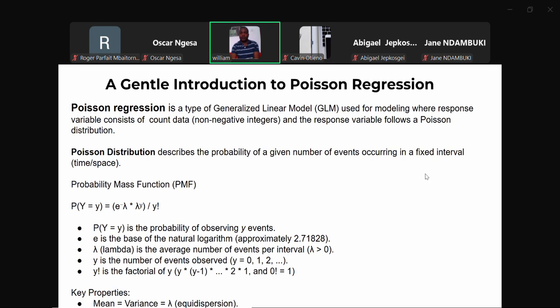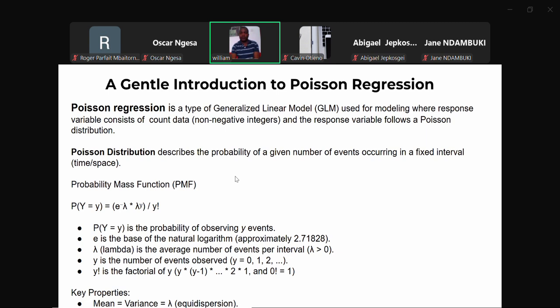The Poisson distribution describes the probability of a given number of events occurring in a fixed interval of time or space. So as much as we say it's count data, in most cases this is applicable where we have rates. For example, you want to see how many offers are being received per 1,000 people in a year or a month. So there is an element of rate and period involved.